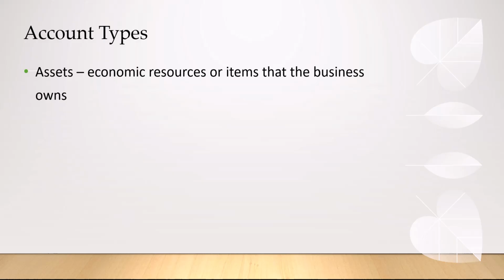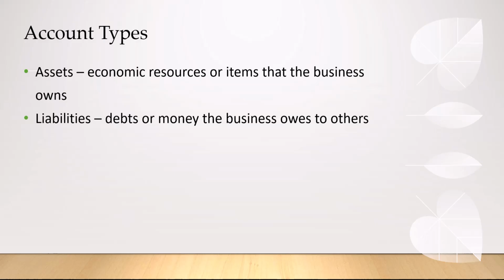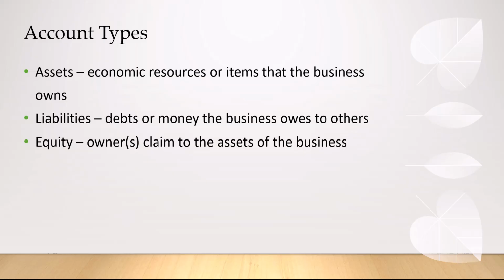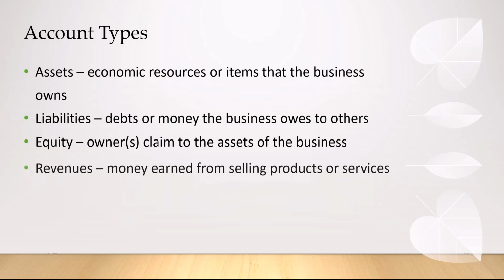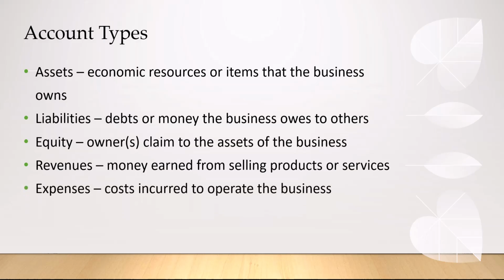First of all, let's just briefly touch on what the account types are. Assets are economic resources or items the business owns. Liabilities are debts or money owed to others. Equity would be the owner's investment in the business or the owner's claim to the business. Revenues would be money earned from selling products or services. And expenses are your day-to-day costs of running the business or operating the business.